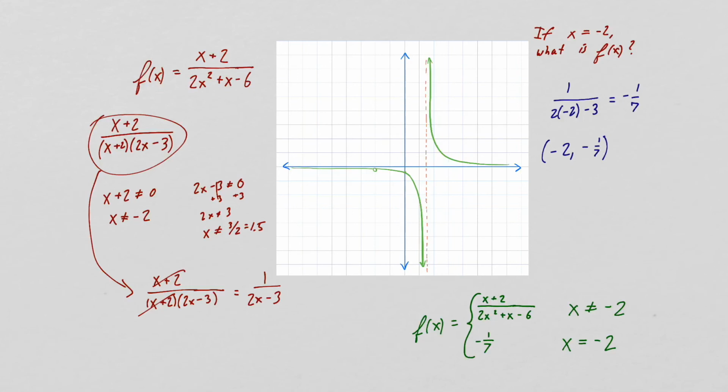If we were to look at the graph of this function, we would have this exact graph that we've got here, but we would not have a discontinuity at x equals negative 2.